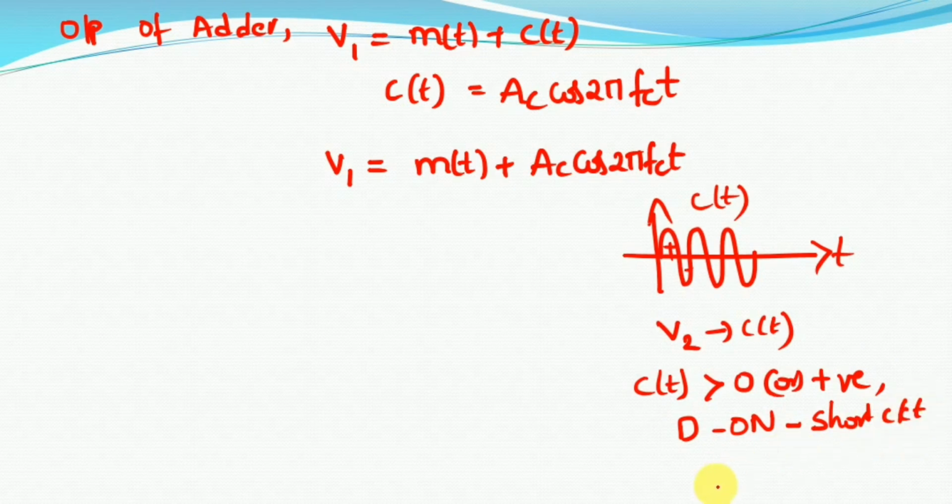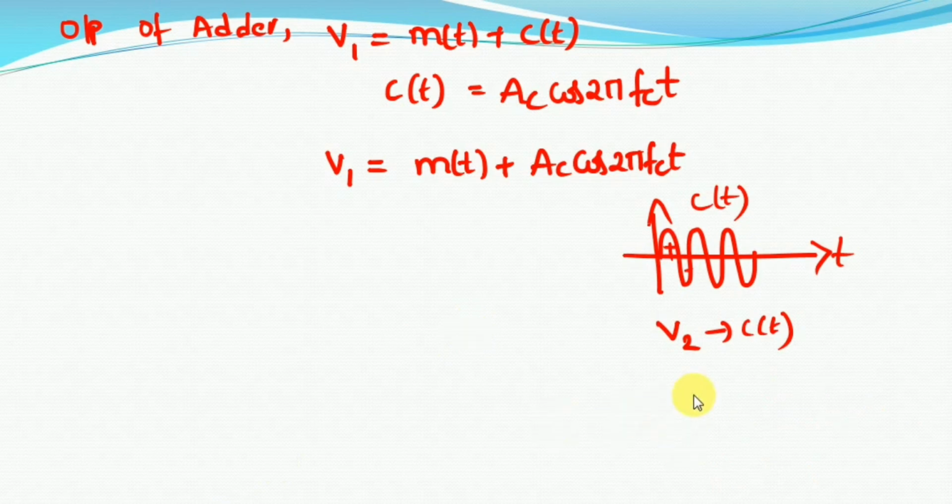Okay, so in that case I can write V2 as V1, since during the positive half cycle the diode is on, which means it acts as a short circuit. It simply allows the signal to the output path. So it is V2 equal to V1.